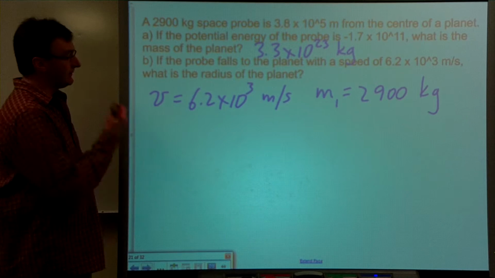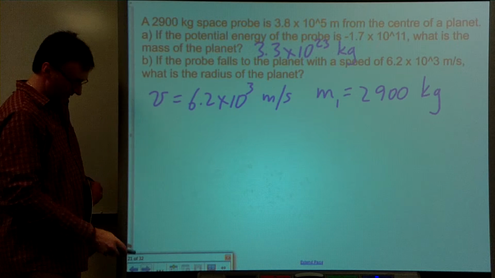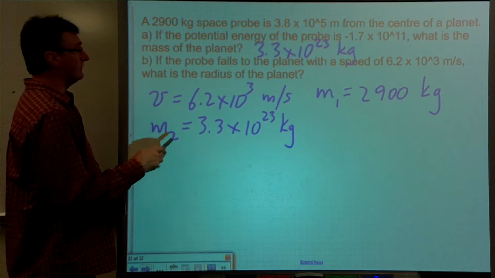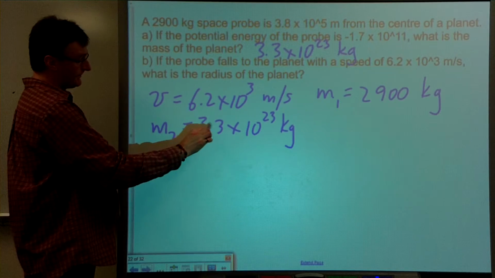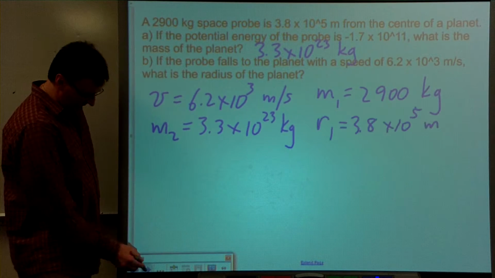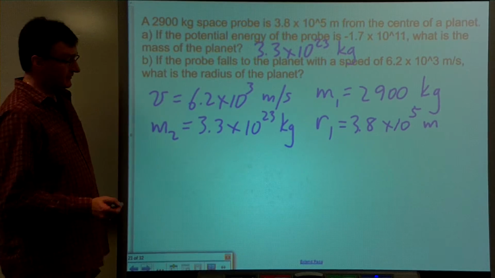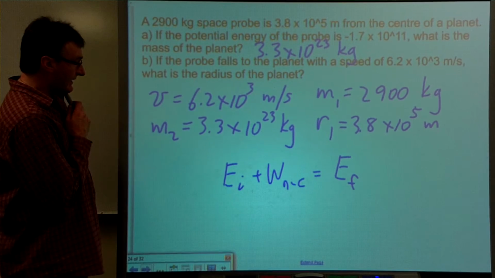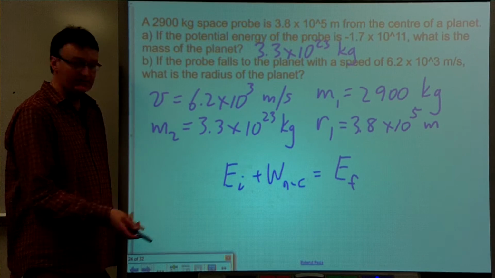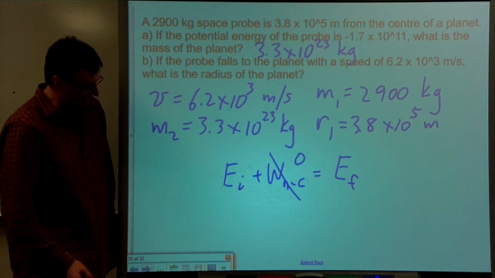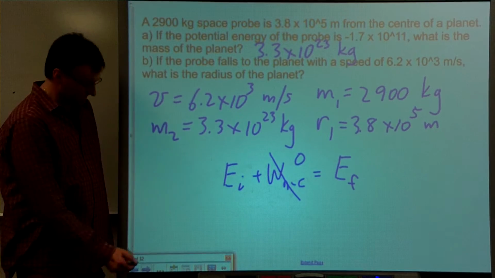So it starts at rest, and this is its speed just before impact. We'll put the other numbers in that we have. We have M1, which is the mass of the probe, 2,900 kilograms. And we calculated M2, which is the mass of the planet that it's falling toward, and that's 3.3 times 10 to the 23rd kilograms. And it started out at 3.8 times 10 to the 5th meters, so that's R1. And so we're going to make use of our work energy equation again. Now, we can simplify this a little bit because the only force working here is the force of gravity, so the work added to the system, or energy added to the system, is going to be 0.